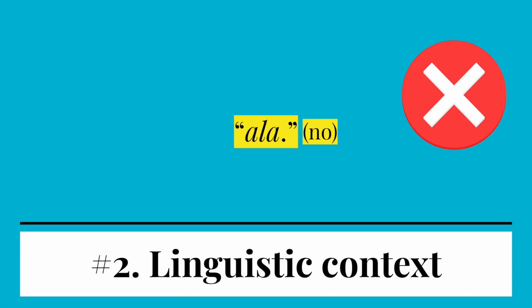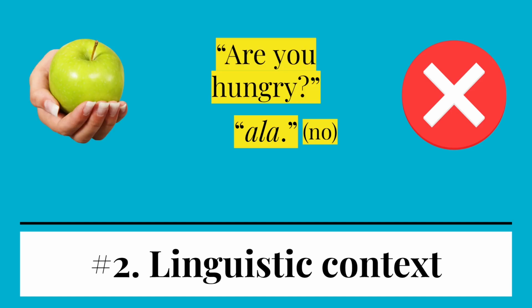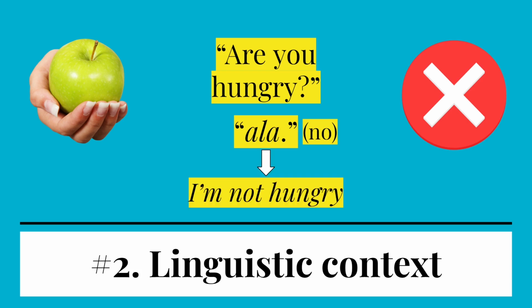Ala. No, what? You don't know? But let's try that again. Are you hungry? Ala. Now we understand that the word no or ala conveys the message, no, I'm not hungry. If we didn't have that linguistic context, that other part of the conversation, no would just make us confused.